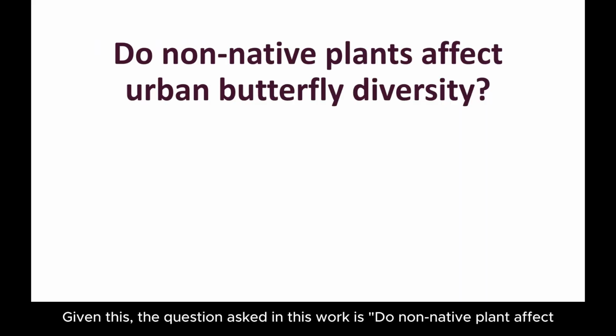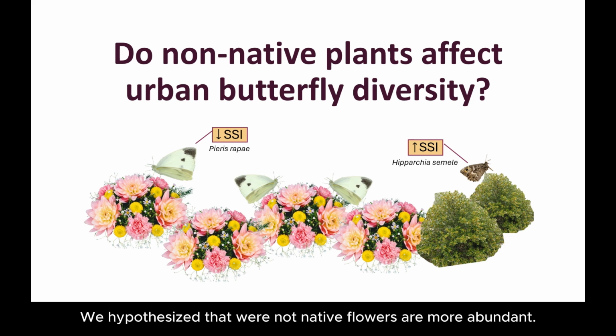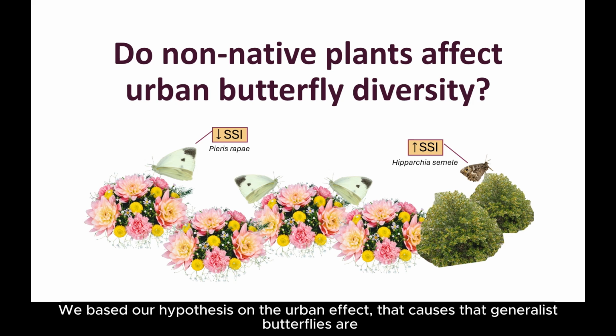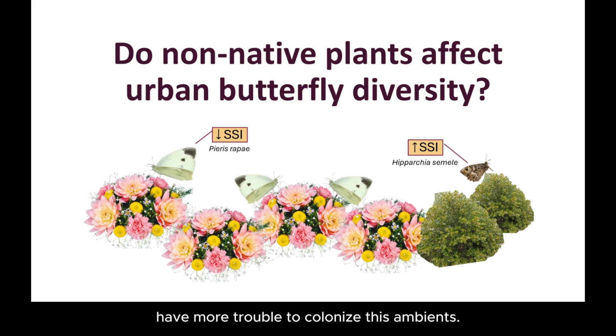Given this, the question asked in this work is: do non-native plants negatively affect highly specialized butterflies in urban areas, and therefore reduce urban butterfly diversity? We hypothesized that where non-native flowers are more abundant, it is less likely that more specialized butterflies, determined by their SSI value, are present or abundant. We based our hypothesis on the urban effect, which causes generalist butterflies to be more dominant in urban spaces, while more specialized species have more trouble colonizing these habitats.